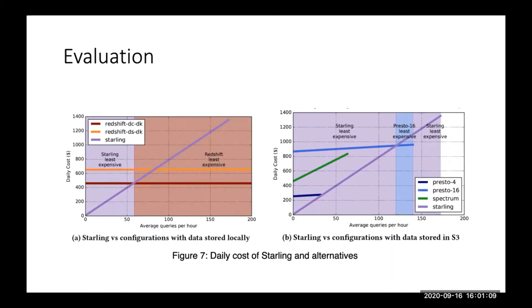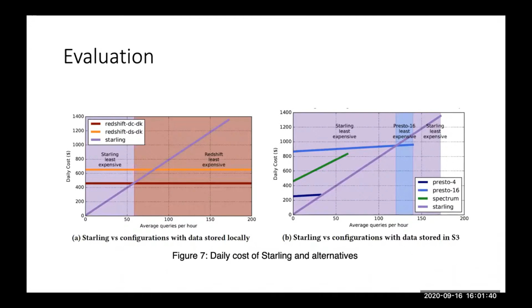However, if you start with Redshift, because you provision, you always have to pay a set amount of cost. For 0 queries per hour, you already have to pay a minimum amount of cost. And while it may be too costly for smaller queries, if your average query rate is relatively higher, then Redshift really pays off.